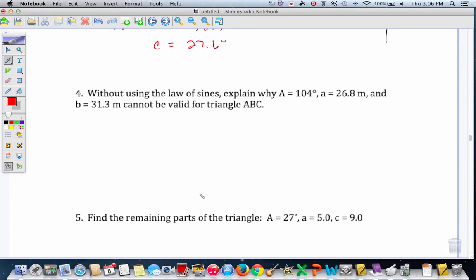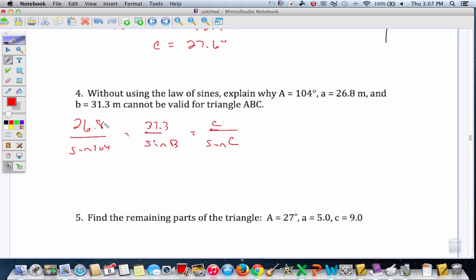Without using the law of sines, explain why angle A is 104 degrees, side A is 26.8, and side B is 31.3 cannot be a valid triangle. So I am going to go ahead and set up the law of sines even though it says not to use it. 26.8 over the sine of 104 equals 31.3 over the sine of B, and I'll just go ahead and tack C here on the end of it.